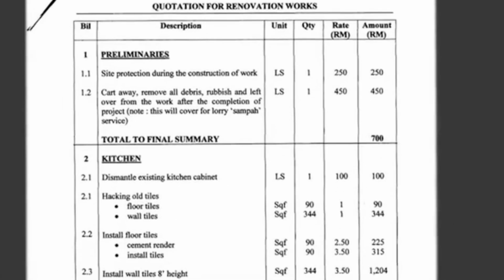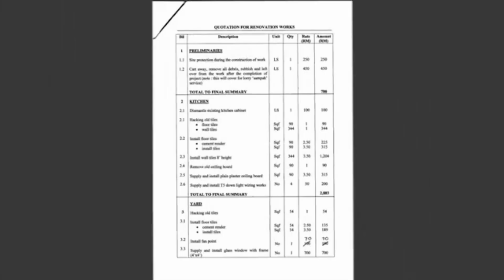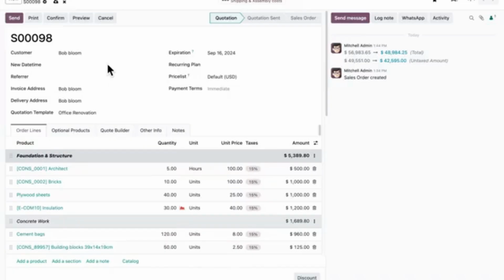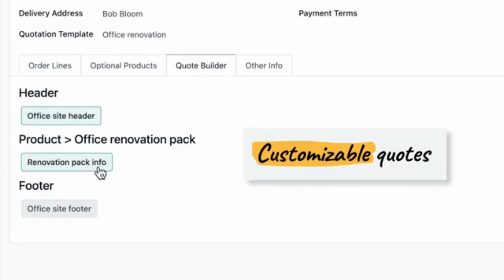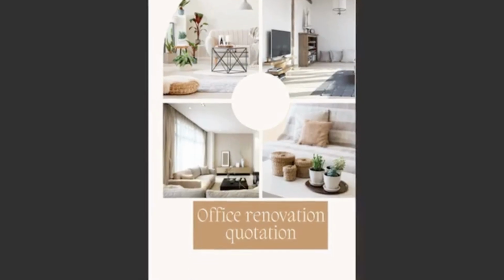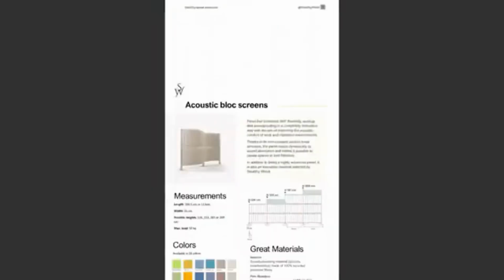In the renovation industry, most quotations look like this. To stand out from the competition, we use the quote builder. Let's add our pre-made header, products description, footer, and just like that, our amazing quote is automatically created.